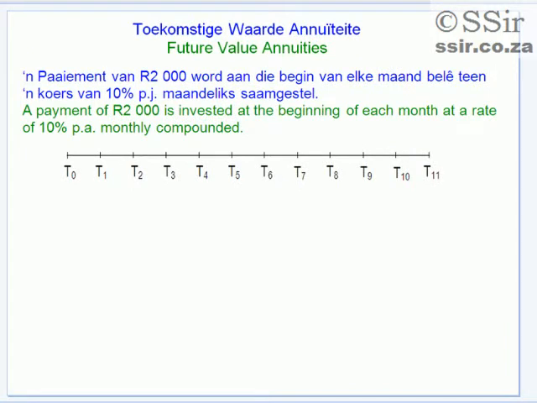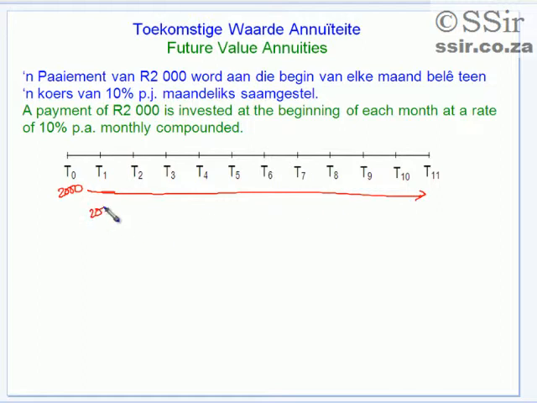Future value annuities. A payment of 2,000 Rand is invested at the beginning of each month at a rate of 10% per annum, monthly calculated. Now this question doesn't tell us for how long this is invested. Here, at the beginning, 2,000 Rand is invested, and this 2,000 Rand will draw interest for the full period.